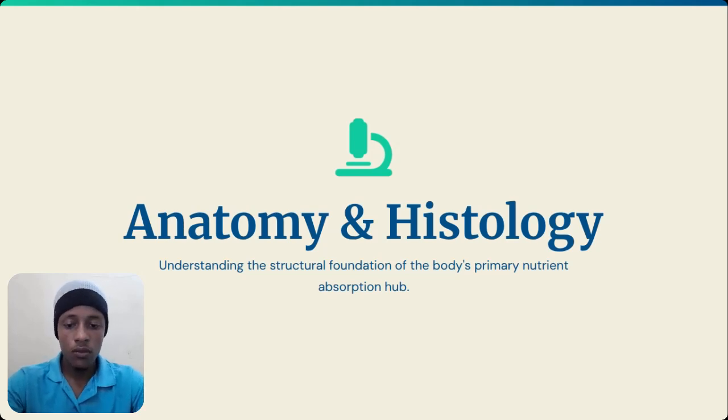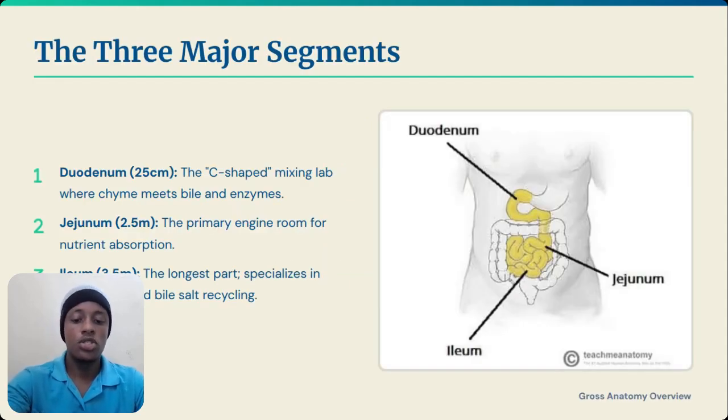Anatomy and histology. Think about the small intestine as a long, highly specialized tunnel. It's about 6 meters long. We'll break it into three parts: the duodenum, jejunum, and ileum. The duodenum is the mixing bowl. The jejunum is where the real work happens, the primary engine of nutrient absorption. And the last one, the ileum, is the longest part, specialized for B12 and bile salt recycling.